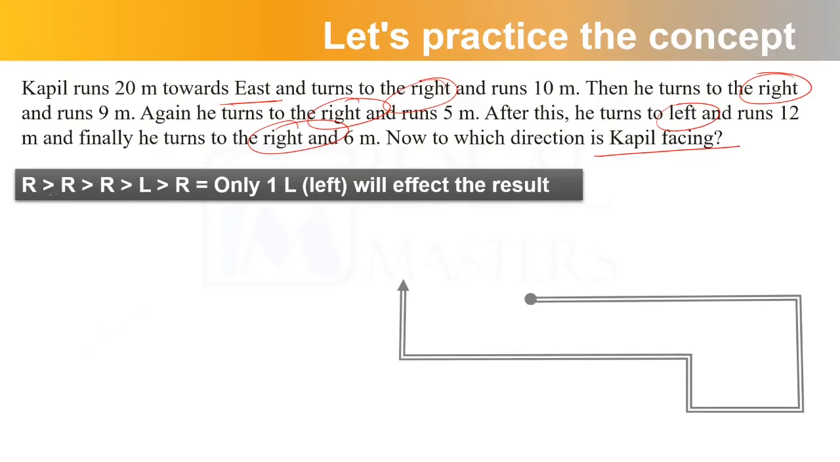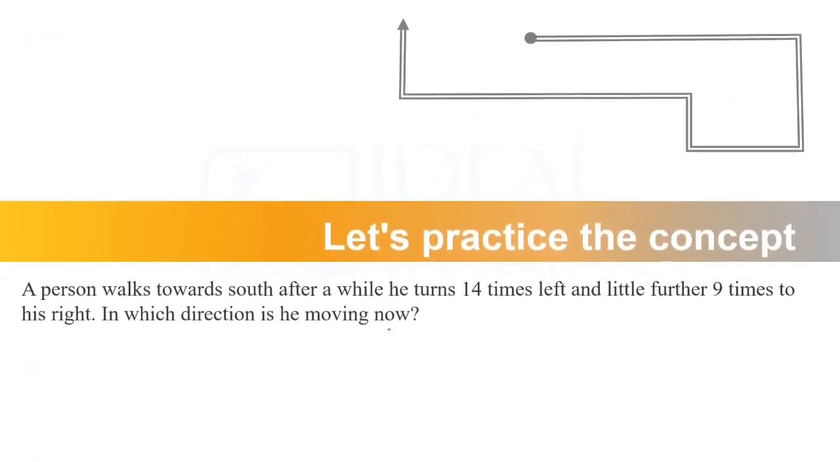Just count the number of right and left turns. So he turns right, right, again right, then left and right. I show you the equation. We have 4R and 1L. 4R becomes 0, 1 left has to be taken. So Kapil was going in the east direction at the starting. Now 1 left from east means north. That is our answer.